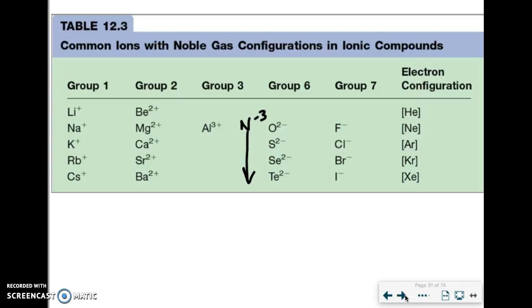You'll notice that these are the S block elements, and these are the P block elements. And you can tell that it's pretty easy to determine the ion that it would form based on the group that it's in. Okay?